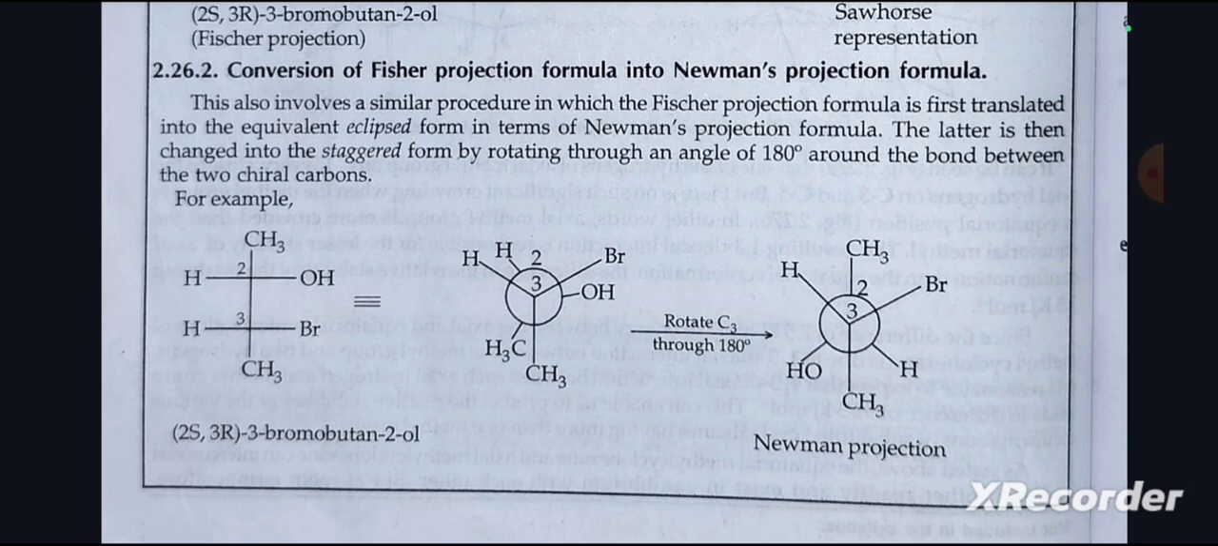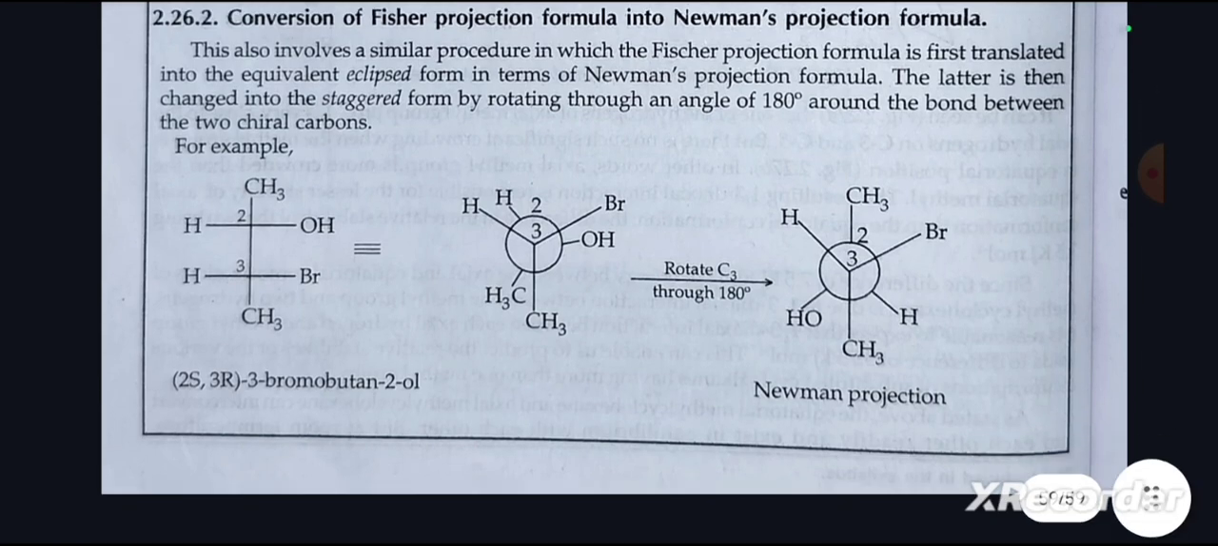2.26.2 Conversion of a Fischer projection formula into Newman projection formula. This also involves a similar procedure, in which the Fischer projection formula is first translated into the equivalent eclipsed form in terms of Newman projection formula. The latter is then changed into the staggered form by rotating through an angle of 180 degrees around the bond between the two chiral carbons. For example, CH3 CHOH CHBr CH3, 2S,3R 3-bromobutan-2-ol, rotate C3 through 180 degrees, Newman projection.